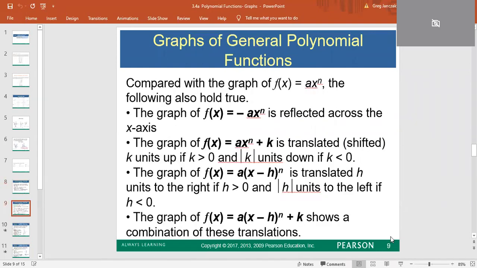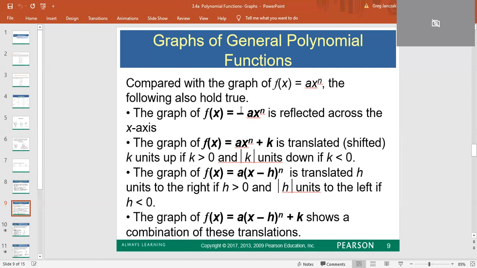All right, now you've got some things to fill in. I split this slide into 2 slides. So the first half, you have the graph of the function negative a x to the n is reflected across the x-axis. So you're going to put negative a x to the n in there. And then the next line, f of x equals a x to the n plus k. It shifts up. So when you get a plus something, it shifts it up.